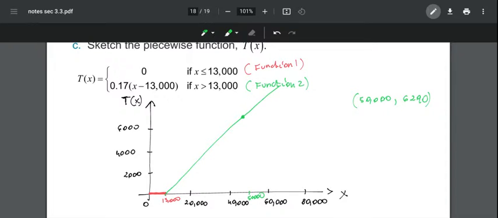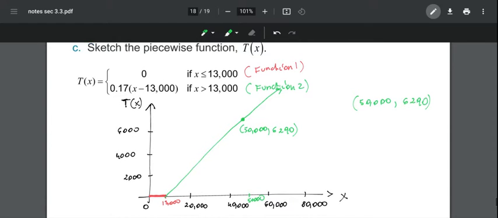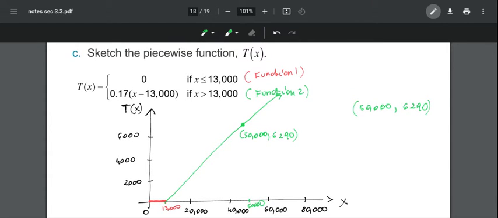Okay, so this one was that point, 50,000, and the taxes on 50,000 at 6,290. So the more money you earn, the more taxes you pay, and for the first 13,000, we're not paying anything. Okay. So we have two pieces, a constant and an increasing linear function. Okay, so that's it for section 3.3.